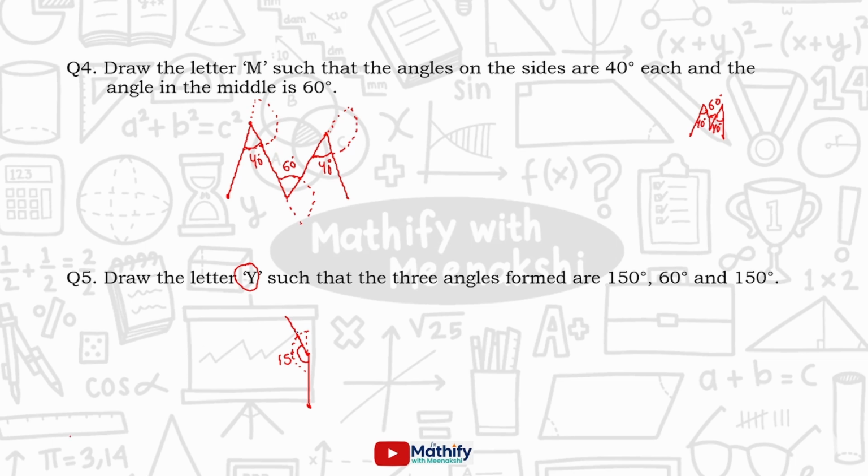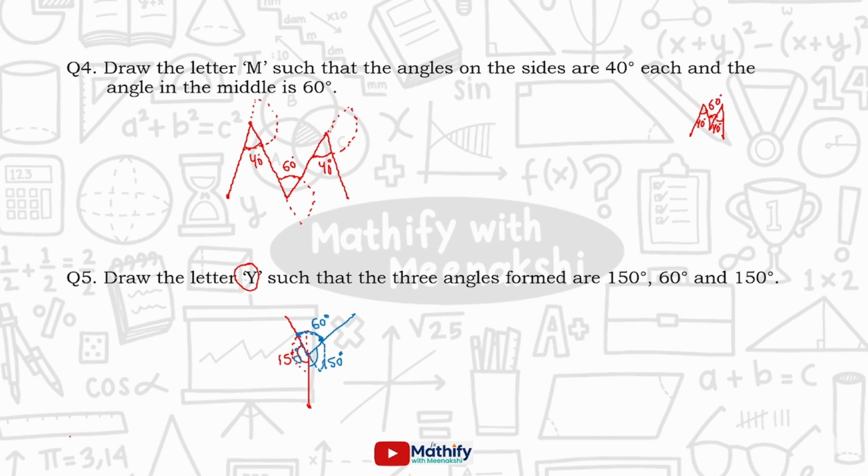Now you will keep your protractor here on this line like this. You will start from here and see where is 60. Suppose 60 is here, then join that and write that this angle is 60. Then the remaining one is automatically 150. No need to do anything because it's a complete angle. First one is 150, second is 60, then again the last one is 150.